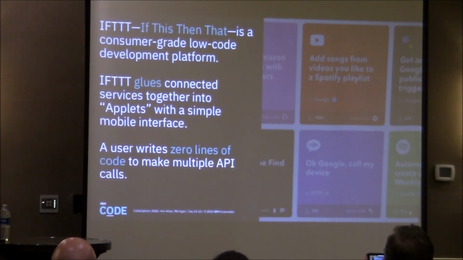But what IFTTT does is it glues together connected services. So that might be Gmail, that might be Spotify, that might be IBM Cloud, that might be Google Cloud, that might be Microsoft, yada yada yada. It might be a smart home device. They have maybe hundreds of connections. Users will go into the IFTTT app, and they'll use it to create these things called applets. So they're apps. They're very small apps.